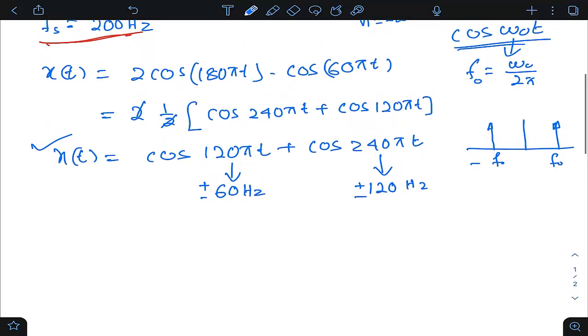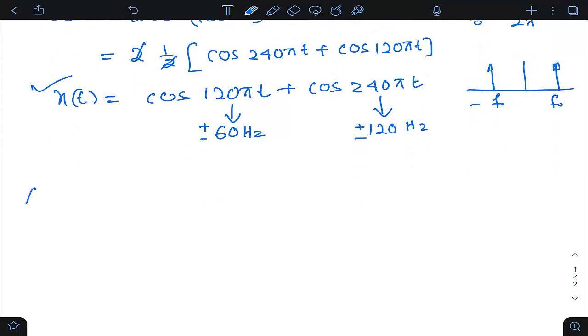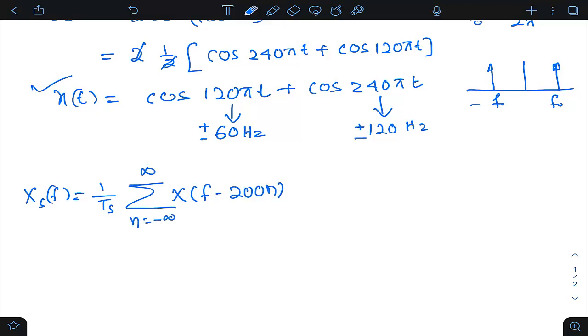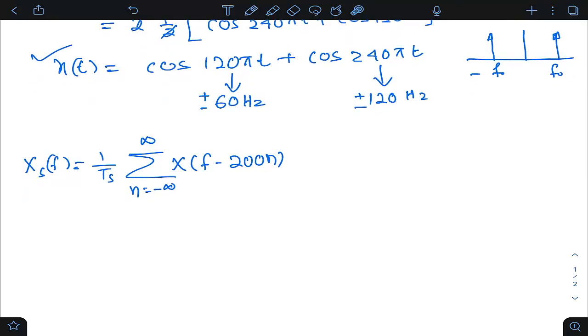So now let us see this expression, which is Xs of f equals 1 by Ts into the summation of x of f minus nFs, where Fs is 200 and n goes from minus infinity to plus infinity. Anyway, this amplitude is not of interest to us. We can ignore it as far as our question is concerned. Our focus is only on the frequency. So basically, I will target only this particular term.